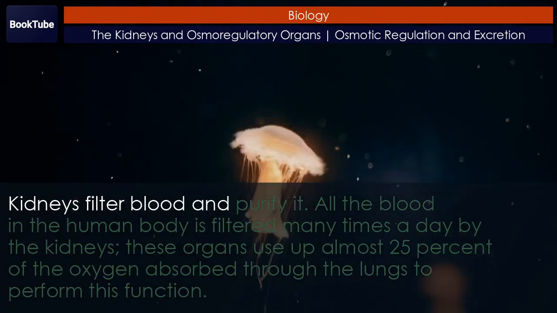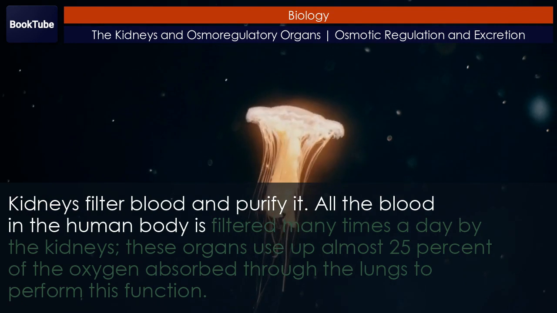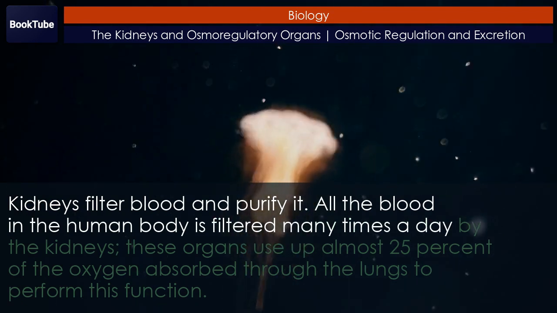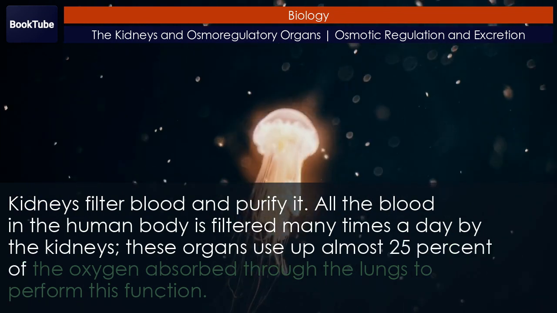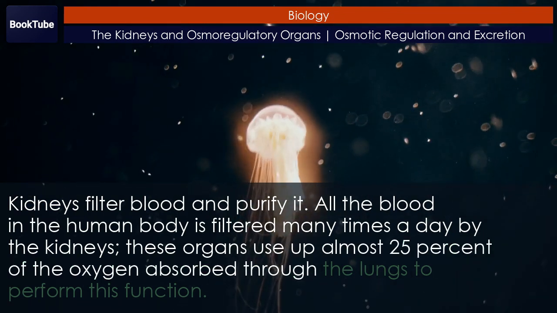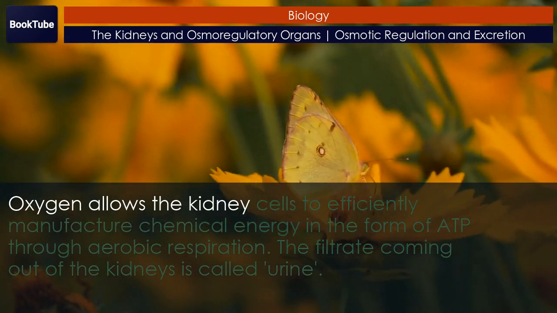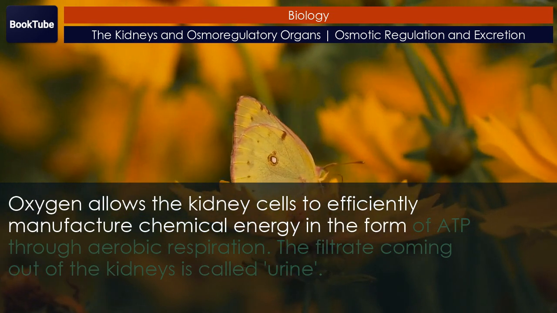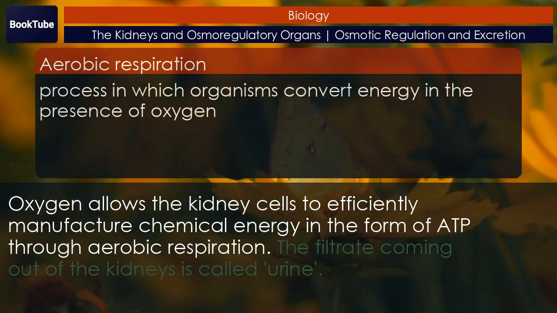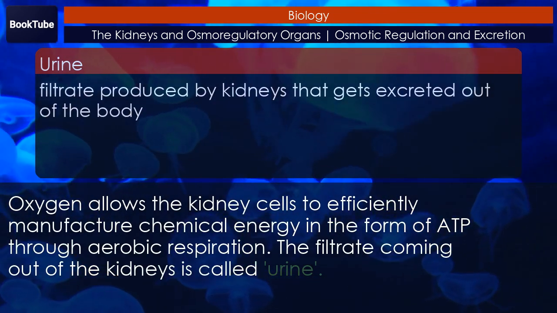Kidneys filter blood and purify it. All the blood in the human body is filtered many times a day by the kidneys. These organs use up almost 25% of the oxygen absorbed through the lungs to perform this function. Oxygen allows the kidney cells to efficiently manufacture chemical energy in the form of ATP through aerobic respiration. The filtrate coming out of the kidneys is called urine.